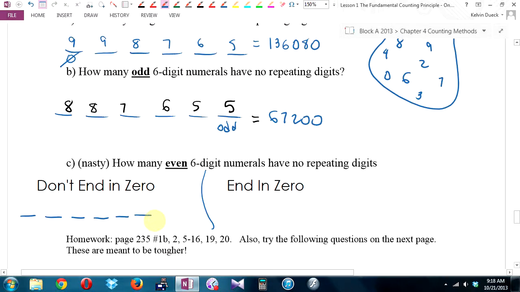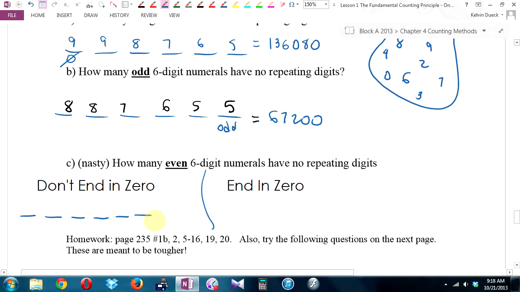Rosanna, what was the restriction? Can you read it to me again? How many what? Have no repeating numerals. You're missing the key phrase, the underlined, bold-faced restriction. How many what? Even. What makes a number even?